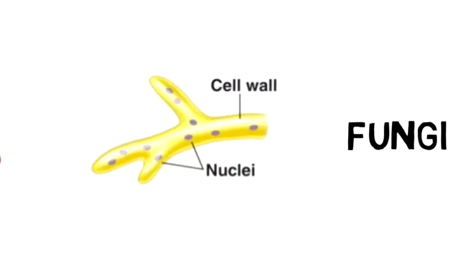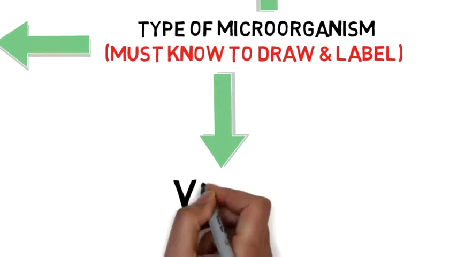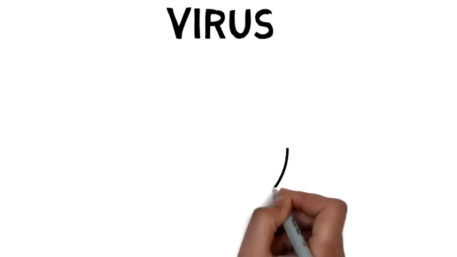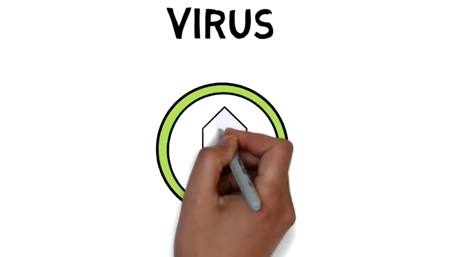Drawing the structure of fungi is quite simple because it is a very simple microorganism. For viruses, you need to know how to draw them properly and understand their function as well.